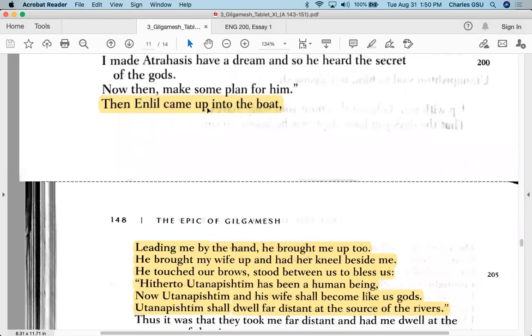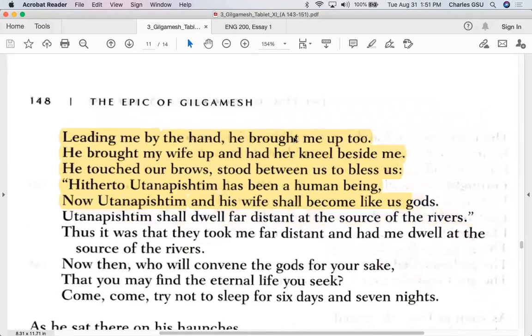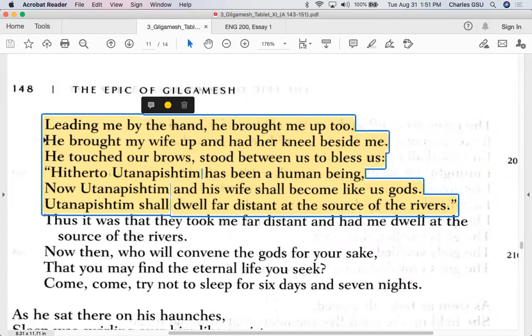So then Enlil came up into the boat. So Enlil, remember, is the leader. The storm has subsided. And this is the moment where he's finally answering the question of Gilgamesh, like, how did you achieve immortality? Leading me by the hand, he, Enlil, brought me up too. He brought my wife up and had her kneel beside me. He touched our brows, stood between us to bless us.